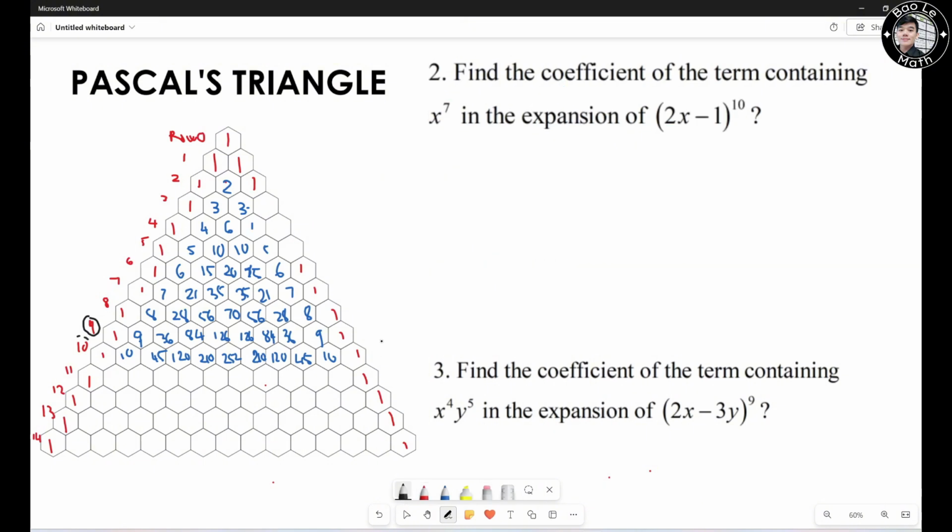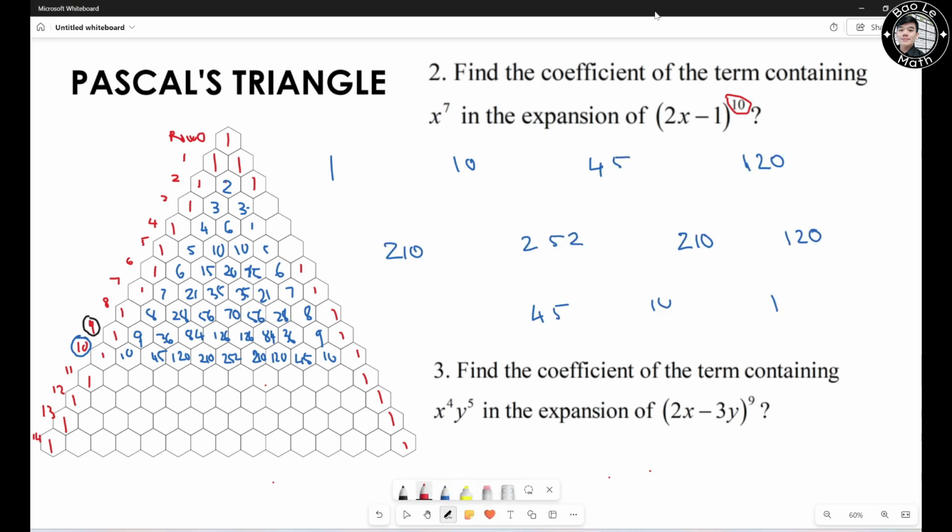Alright, let's move on to the second example. We need to find the coefficient of the term containing s power 7 in this expansion. We look at this one and see that this is power 10, so we're going to pick row number 10 right here. We need to list the coefficients first. So we start with 1, 10, 45.